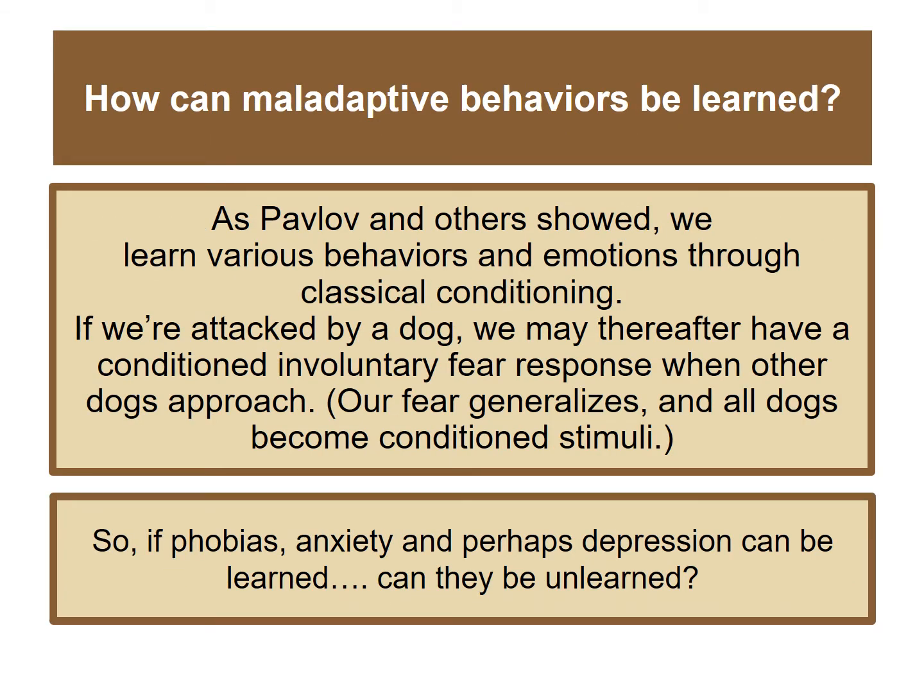How can maladaptive behaviors be learned? As Pavlov and others showed, we learn various behaviors and emotions through classical conditioning. If we're attacked by a dog, we may thereafter have a conditioned involuntary fear response when other dogs approach. Our fear generalizes and all dogs become conditioned stimuli. So, if phobias, anxiety, and perhaps depression can be learned, can they be unlearned?